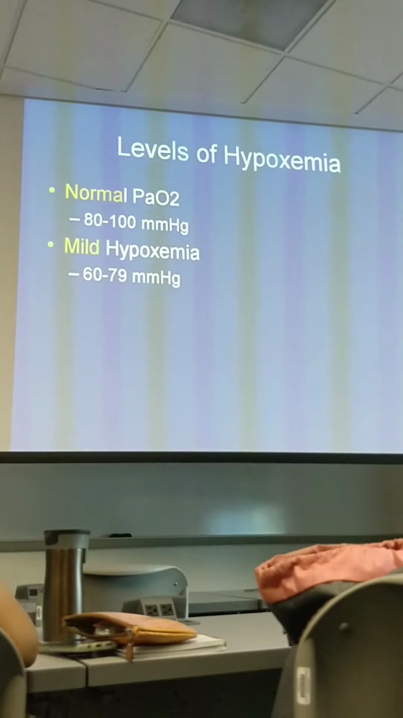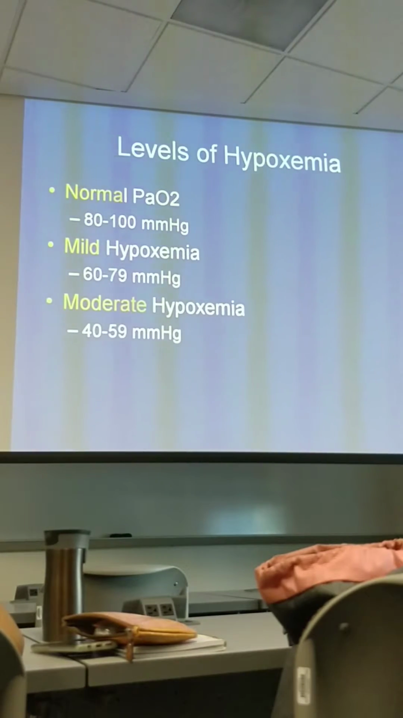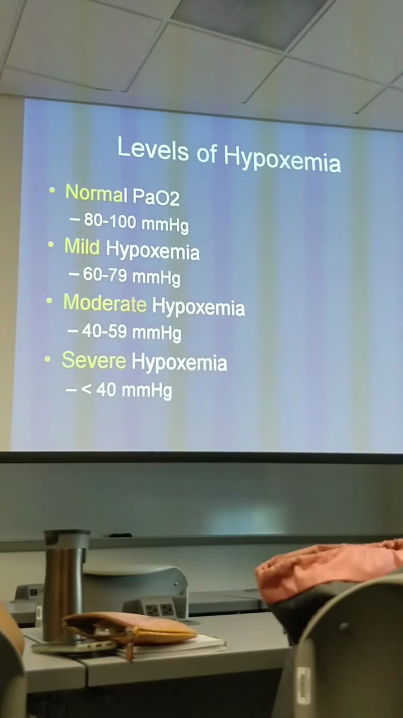Okay. All right. Mild hypoxemia. Just memorize these. Okay. 60 to 79 millimeters of mercury. That is mild hypoxemia. Moderate hypoxemia is 40 to 59 millimeters of mercury. Severe hypoxemia is less than 40 millimeters of mercury.